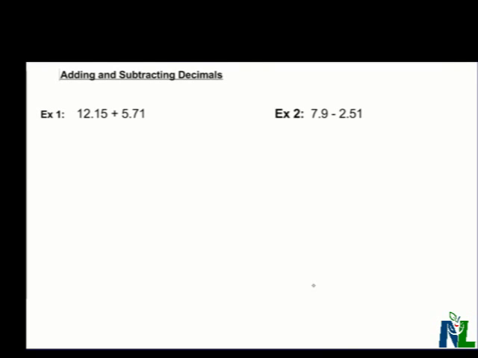In this video, we're going to look at adding and subtracting decimal numbers. So you have two examples here. You can put a line down the middle. Before you actually do any calculations, you should look at some front end estimation.